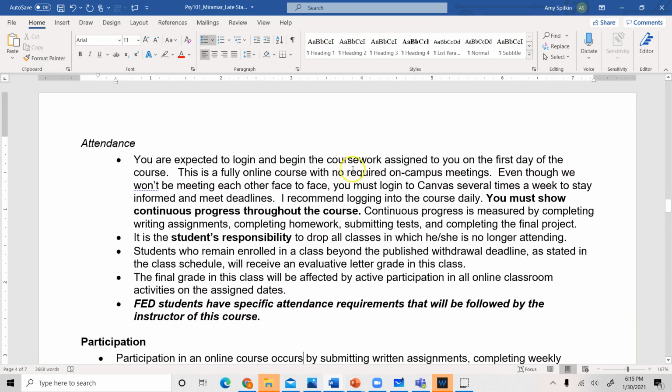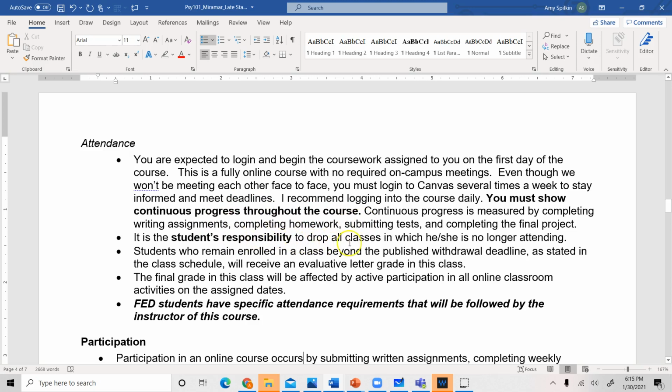Attendance, you're expected to log in and begin coursework on the first day of the class. It's a fully online class. We don't have any required on-campus meetings. So even though we won't be meeting each other face-to-face, what I would say would be best is to log into Canvas several times a week to stay informed and meet your deadlines. I need to see that you're showing continuous progress throughout the course, meaning that you're completing your assignments, completing your homework, submitting your tests throughout the class.